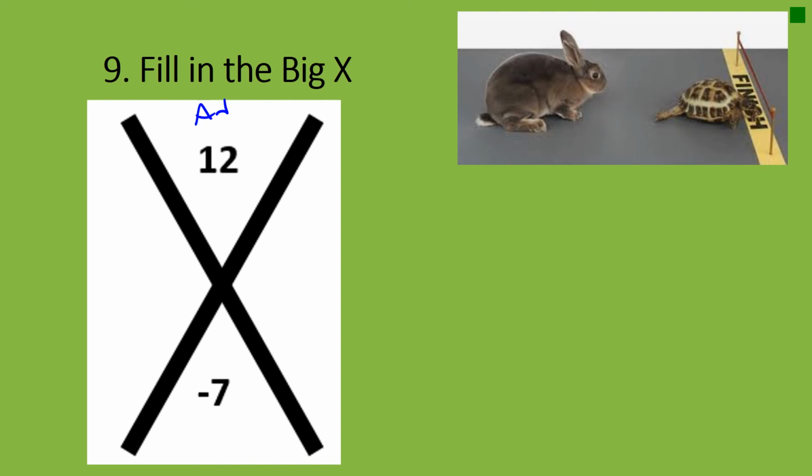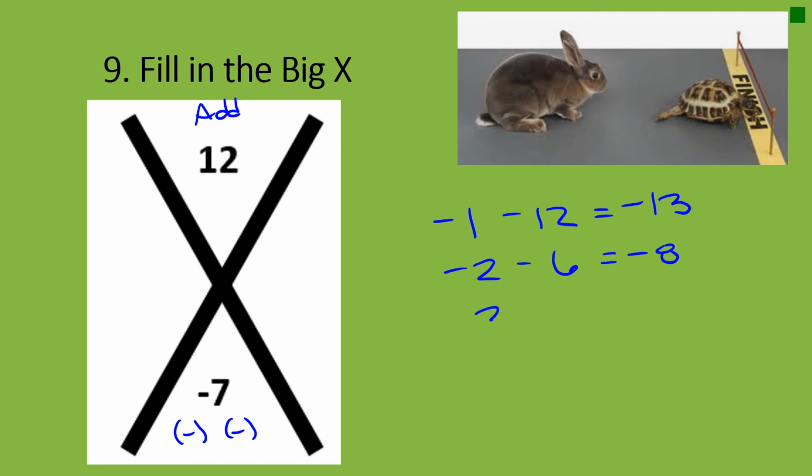We are going to add. The signs have to be the same, which in this case means they both have to be negative. So I have 1 and 12, make them both negative. That gives me negative 13. I have 2 and 6, make them both negative. Negative 2 minus 6 is negative 8. I have 3 and 4, make them both negative. That's where my negative 7 comes in.